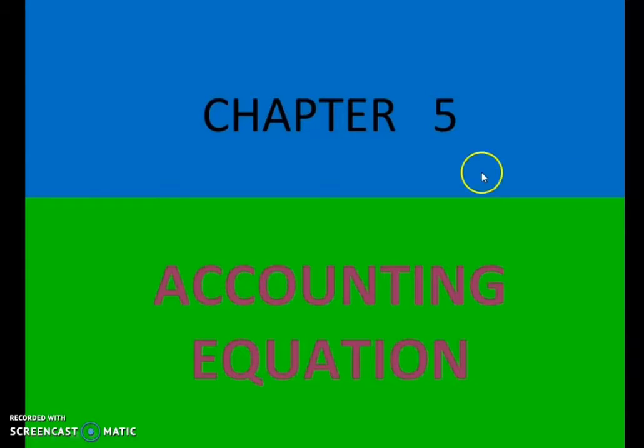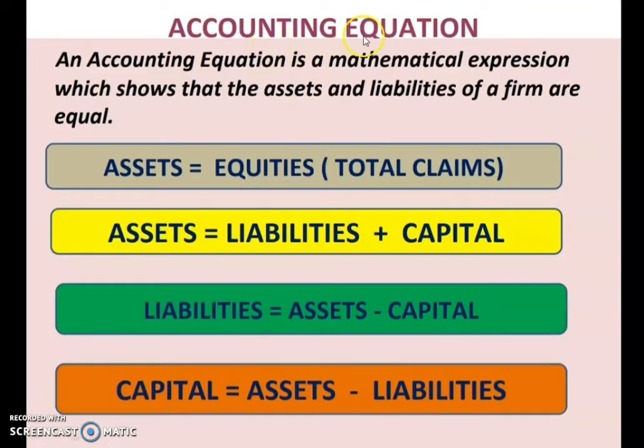Children, we are going to start a new chapter today, that is chapter 5, Accounting Equation. Here in this chapter, you will have to solve some problems related to accounting equation. Before that, let us see what is accounting equation. An accounting equation is a mathematical expression which shows that the assets and liabilities of the firm are equal.